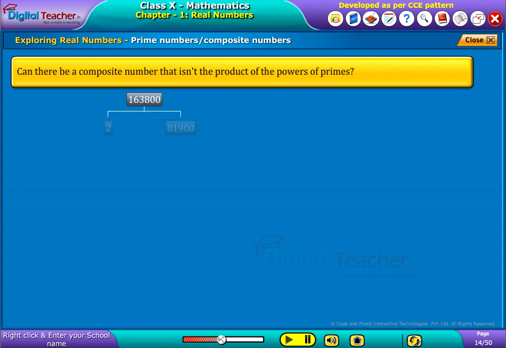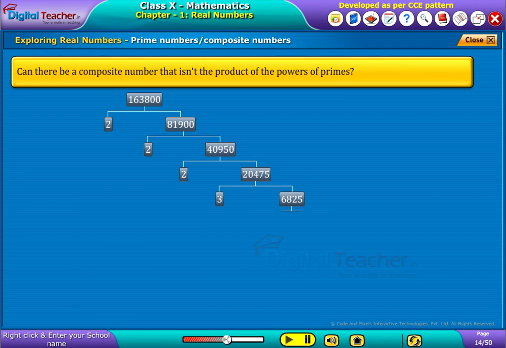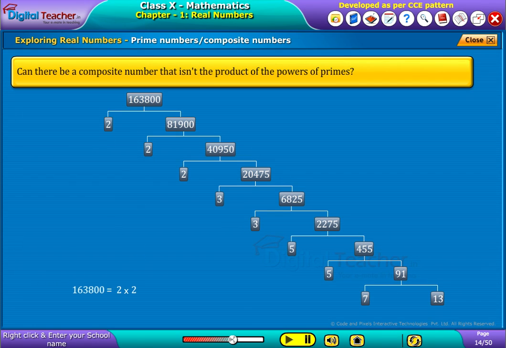163800 can be written as 2 into 81900, and 81900 can be written as 2 into 40950. 40950 can be written as 2 into 20475, which can be written as 3 into 6825. 6825 can be written as 3 into 2275. 2275 can be written as 5 into 455. 455 can be written as 5 into 91 and 91 can be written as 7 into 13. Here is the factorization of 163800 as shown.